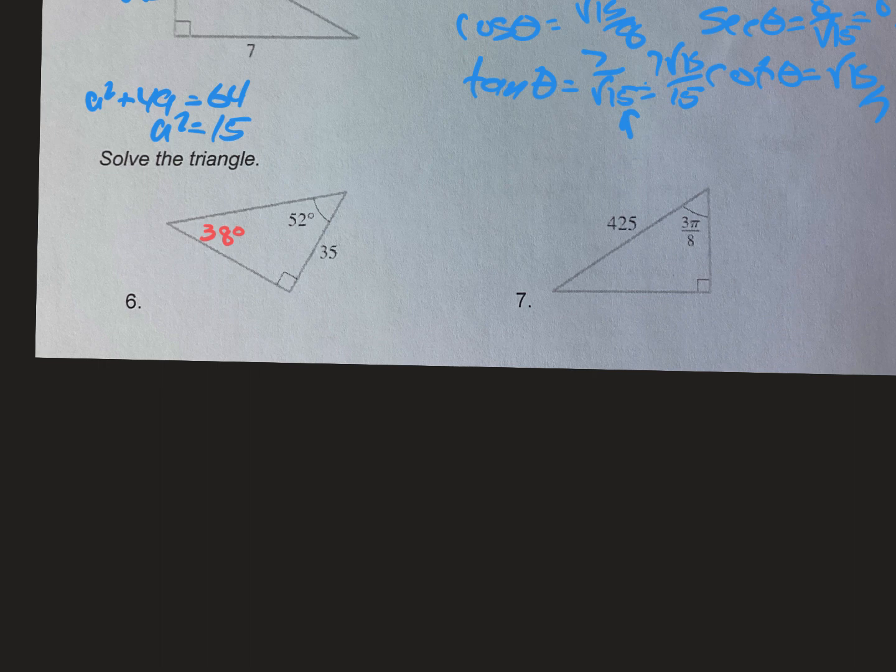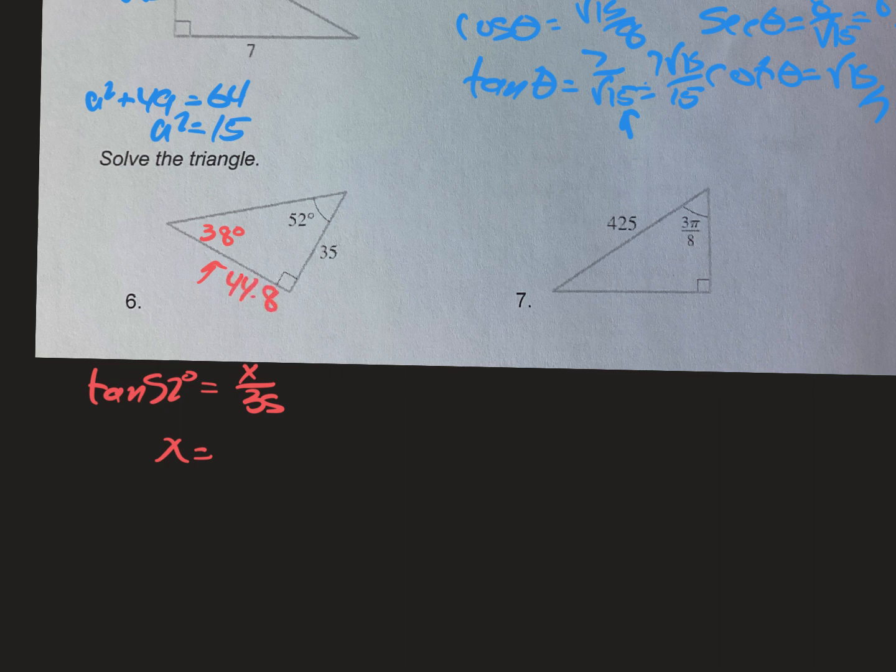And now I'm going to do a trick. And again, guys, there's so many ways you can do this. So many. I'm going to go here first to find this side right there, opposite the 52. I'm going to go tangent of 52 is opposite over adjacent, which is x over 35. I'm going to take my calculator and punch that in real quick. When I do that, I get 44.8. So that side right there is 44.8.